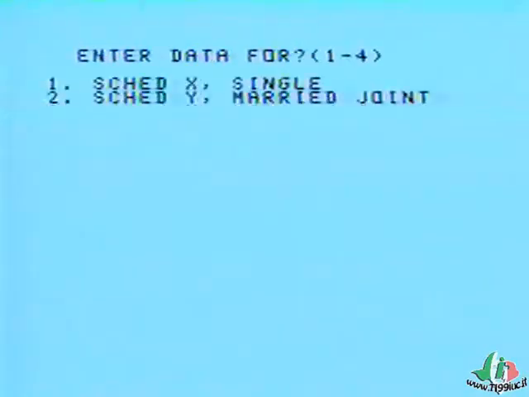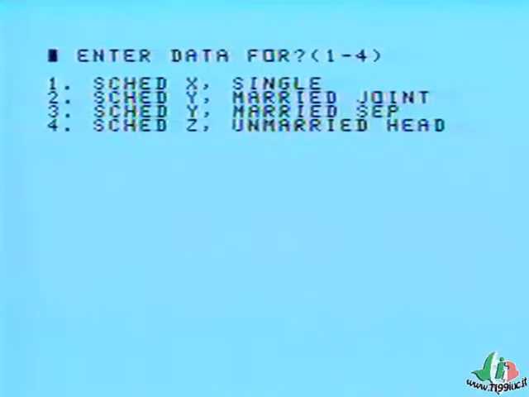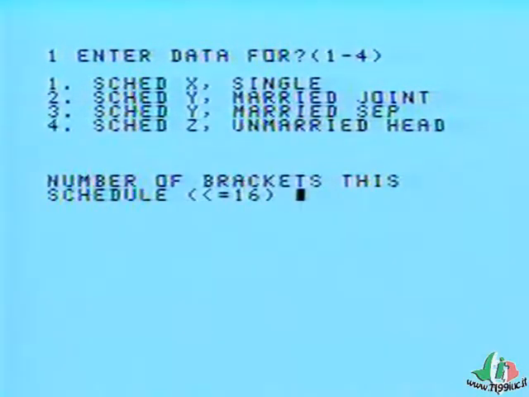And out of all those schedules, X, Y, and Z, the maximum number of brackets in one of those schedules is 16. That's the number that's shown here. Now let's take a look at Schedule X for single. And the maximum number of brackets there is, let's say, 16. I don't know if it's 16 or less, but we'll be safe by entering 16.